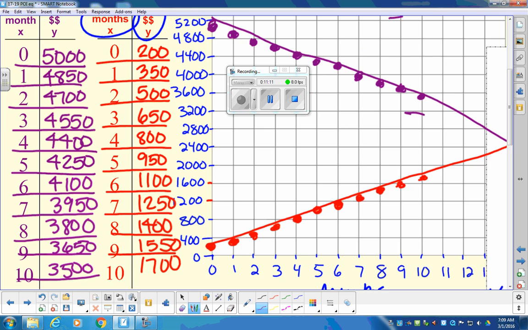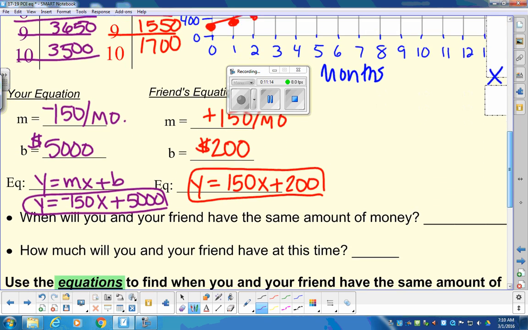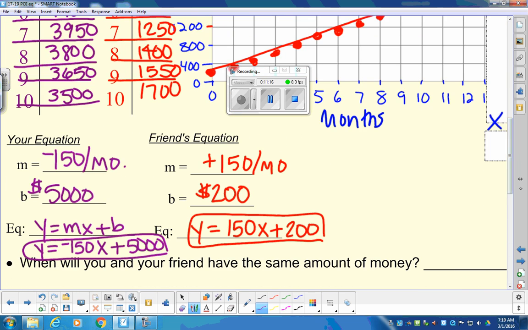Well, that's our POI of an equation. That's our kind of our learning target today. So what we do is we set these two equations equal. We want to know when equation 1 is equal to equation 2. So the question is, when does equation 1 equal equation 2?